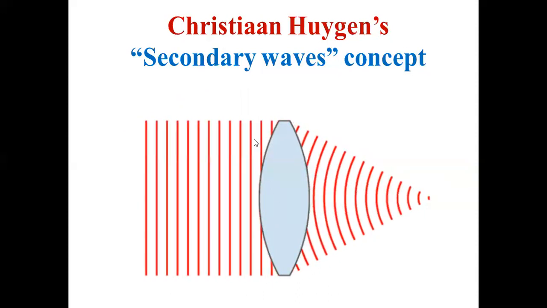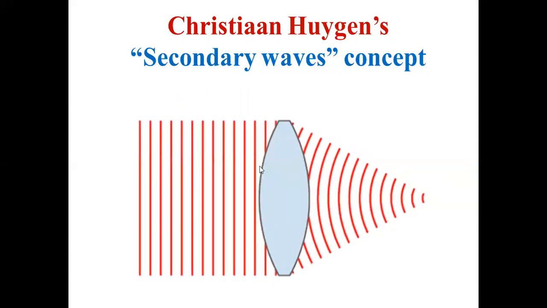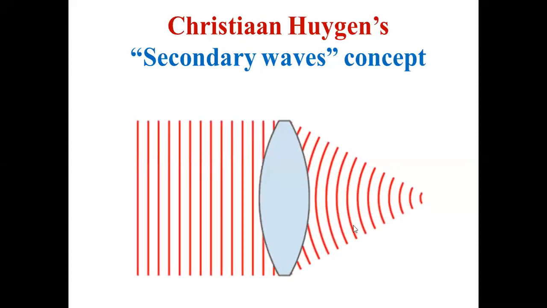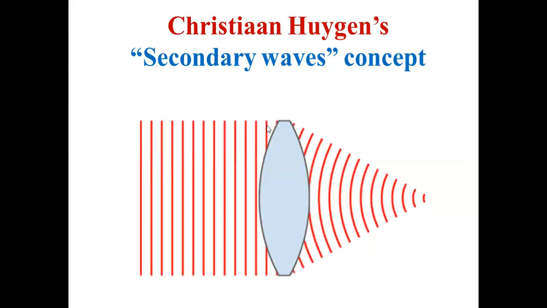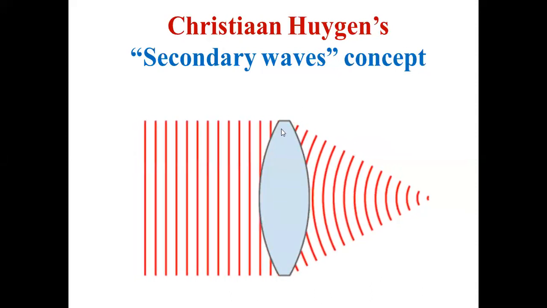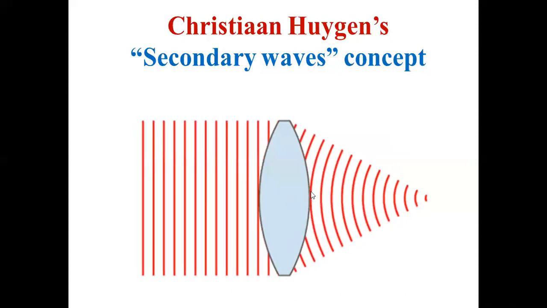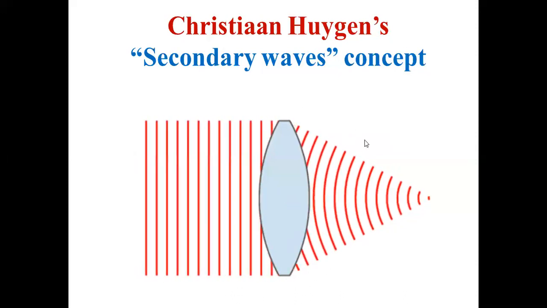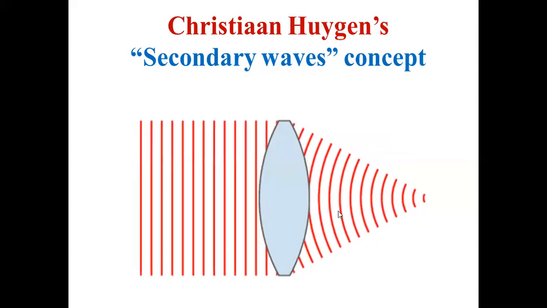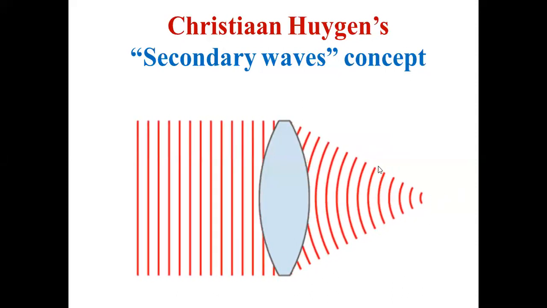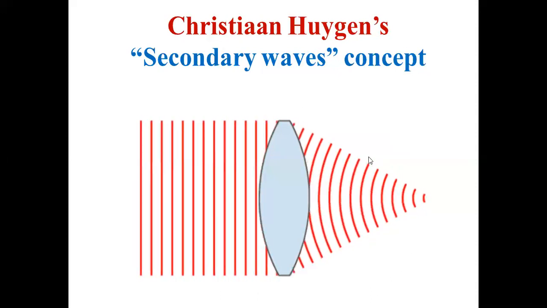So those parallel rays or the plane wavefront, which we call, by the time it reaches here, it will be bent like this. Why? Because this part of the wavefront moves faster. It has to travel less in the medium. This part of the wavefront has to travel more in the medium. So it lags behind. So the wavefront bends. It becomes spherical. Plane becomes spherical and gets focused at a point. A beautiful explanation given by Christian Huygens on the basis of secondary waves.